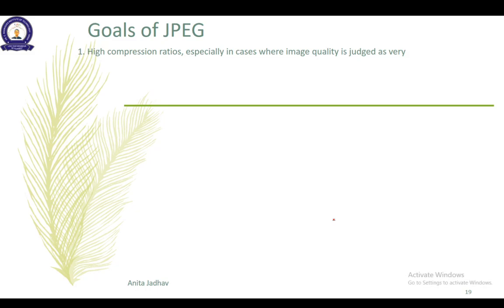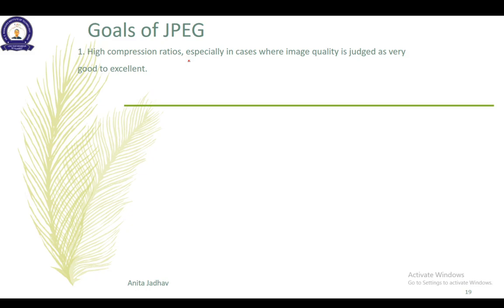Now what are the goals of JPEG? Whenever JPEG was developed as a compression algorithm and people said it could work as a standard, what were the main goals? The first is a high compression ratio, because we are using it as a compression algorithm, but it should not affect the quality. Especially image quality should be very good to excellent, because the moment we see a photograph clicked by our mobile, people like to comment that it's a very good photograph, look at the quality, because we feel we are very expert in judging those qualities.